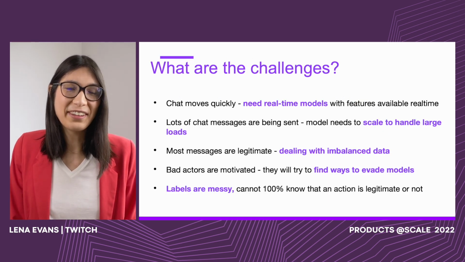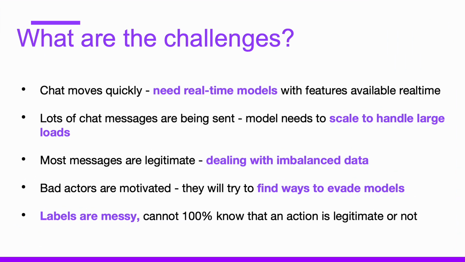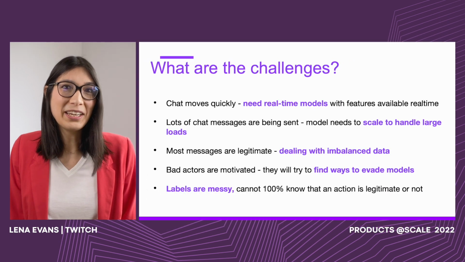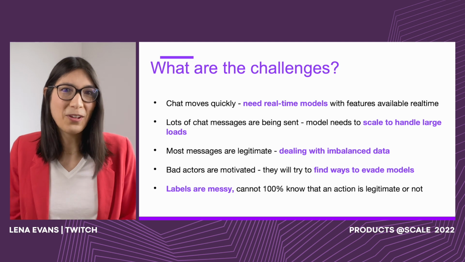So what are the challenges in trying to solve some of these issues? One is that chat moves quickly. We need real-time models with features available real-time to find and stop these issues from appearing in chat. So think about YouTube. You would expect that if YouTube takes 2 minutes to decide whether a YouTube comment can be sent or not, that's actually not so bad because a YouTube comment lasts for a very long time. 2 minutes in the context of a very long time doesn't really matter.